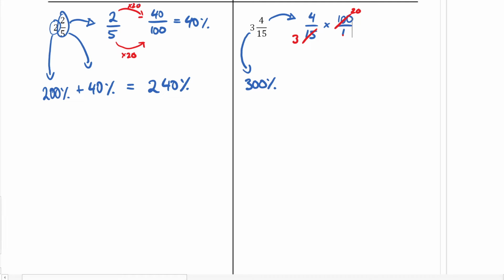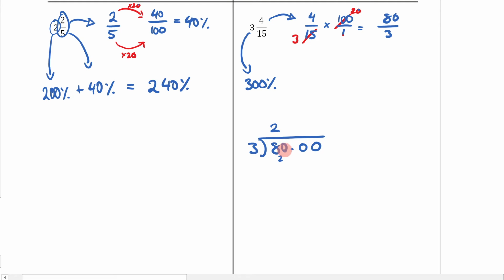I then need to multiply across. So I'm going to go 4 times 20 is 80, and 3 times 1 is 3. I then need to go, all right, how many times does 3 go into 80? 80.00. Sometimes I like to put the .00 just in anticipation of things going over. All right, how many times does 3 go into 8? It goes in twice because 3 2s are 6, which means I have 2 left over.